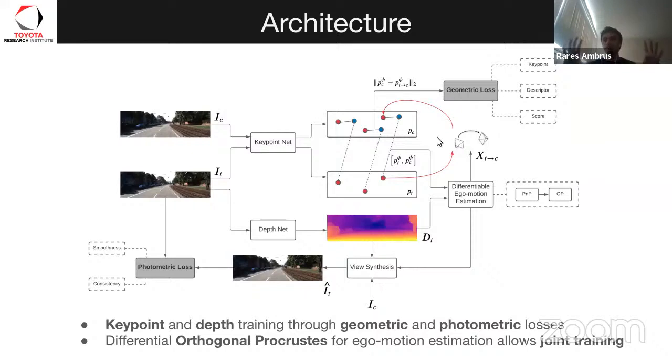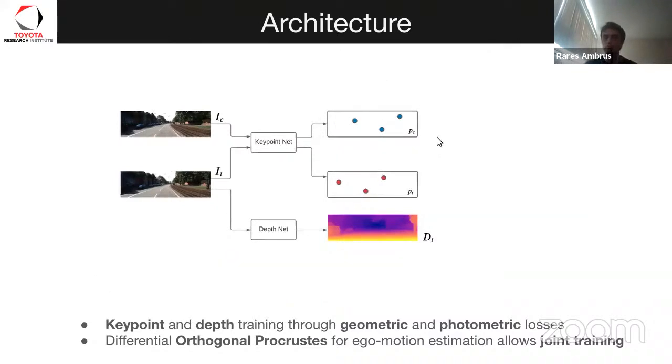Okay, so at the high level, our pipeline optimizes two different networks. We have the keypoint net on one hand and the depth net on the other hand, and we impose a combination of geometric losses and photometric losses. Everything is tied together by our differentiable ego motion formulation.